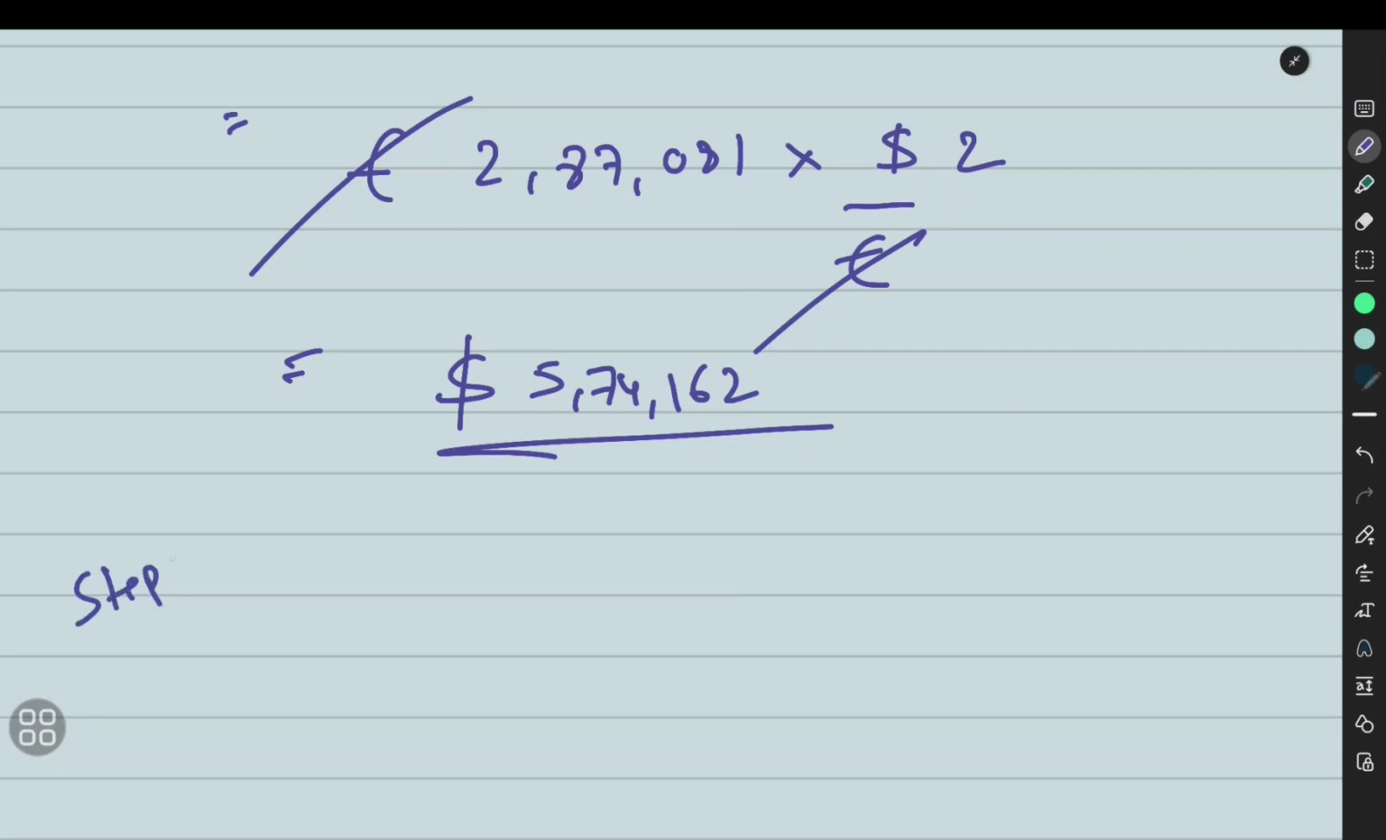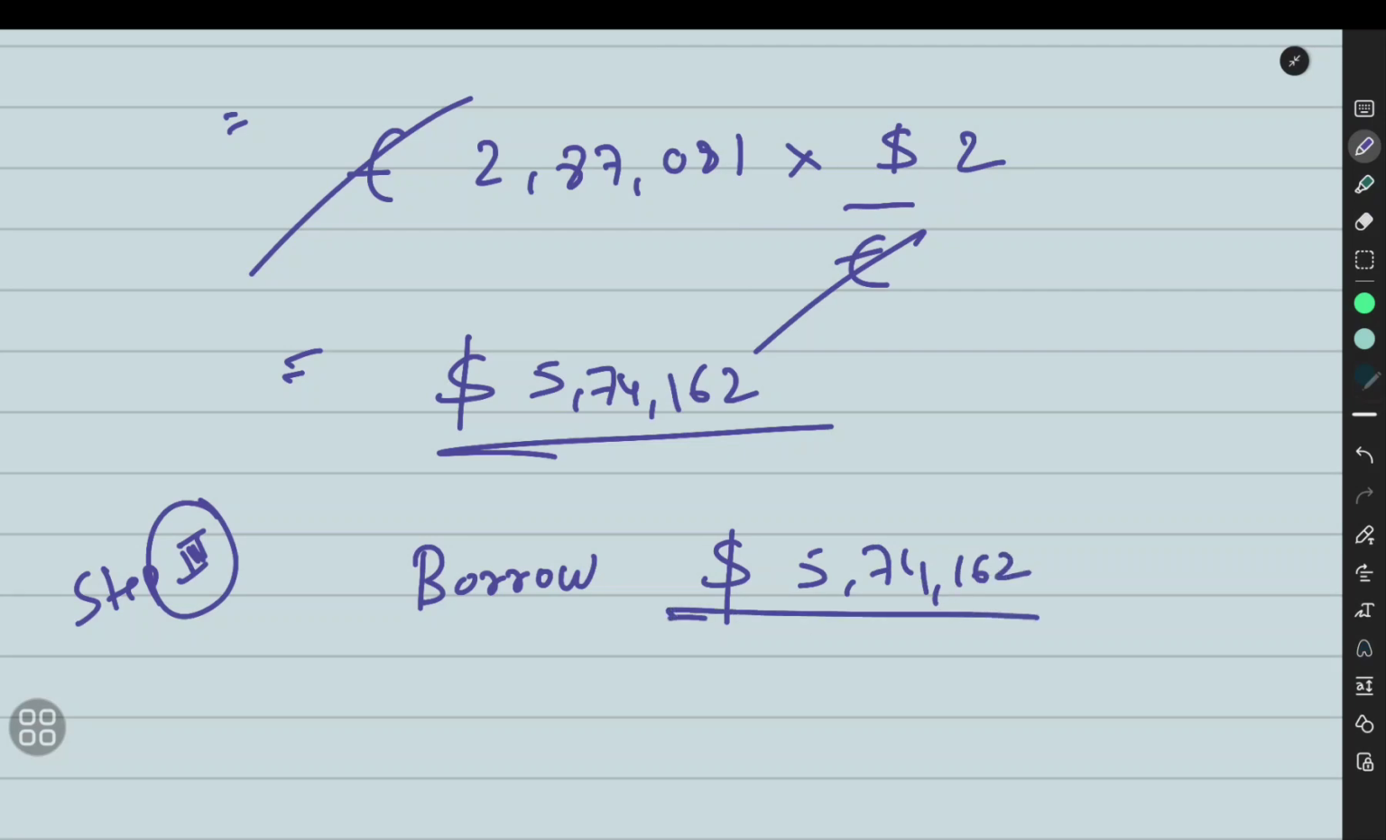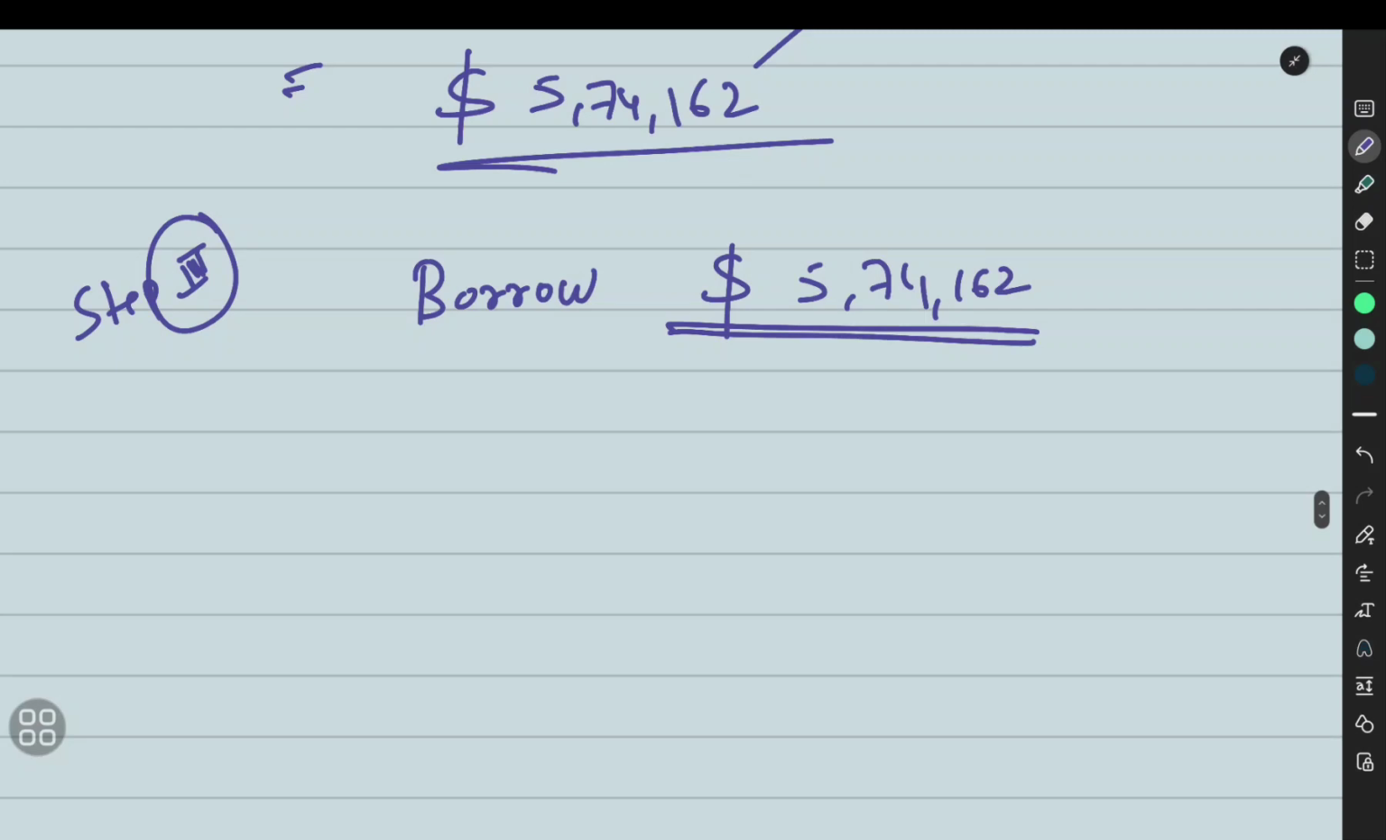So step 3 is borrow: $574,162. When I borrow, my total outflow, which is principal plus the interest, will be something. So let's calculate that amount, that value, post 180 days, correct?